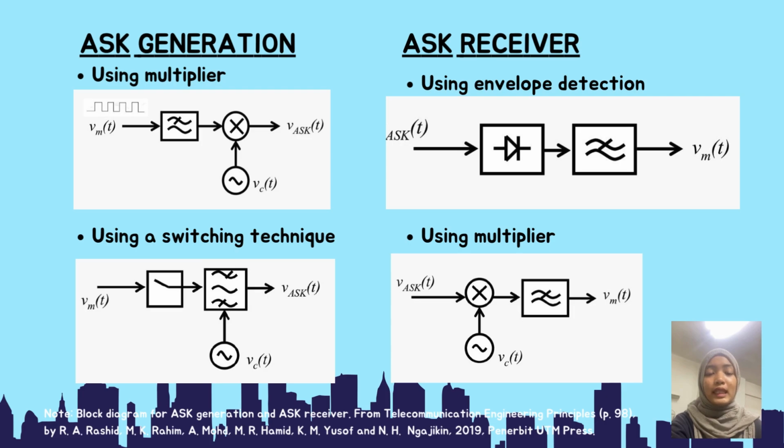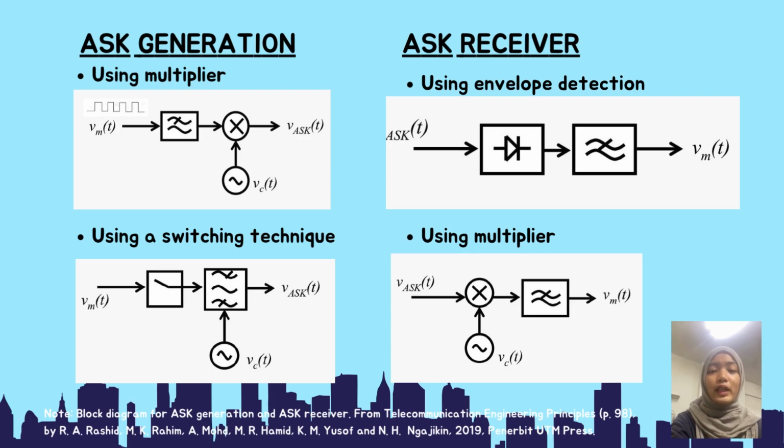Move on to the ASK receiver. The first one is by using the envelope detector. This detector consists of a rectifier, which will allow only the positive part of the signal through it. Then the signal passes through a low pass filter that limits out high frequency signal. The output is the original signal.